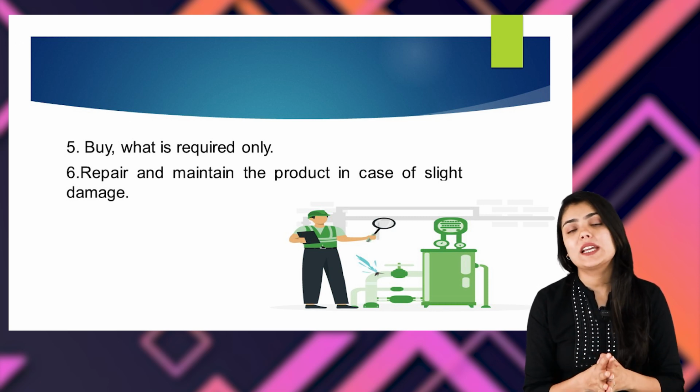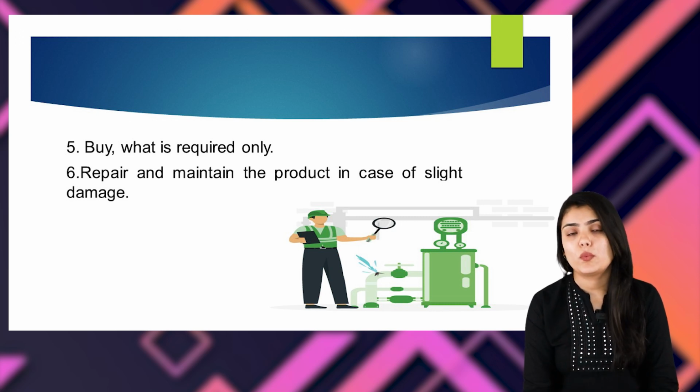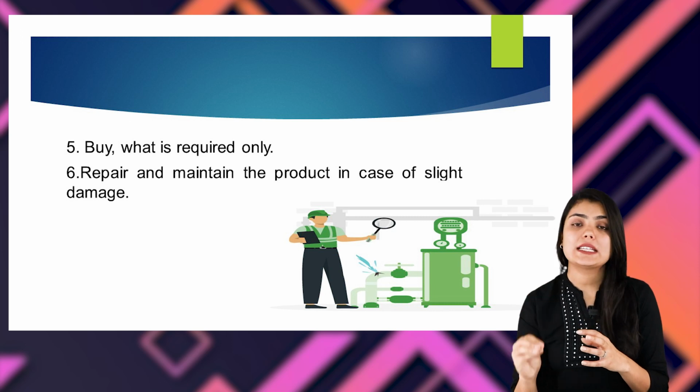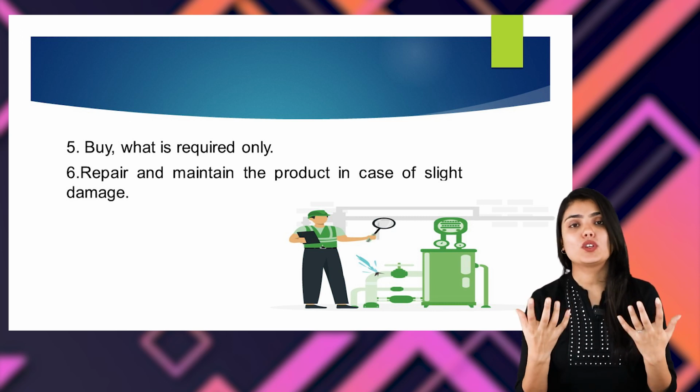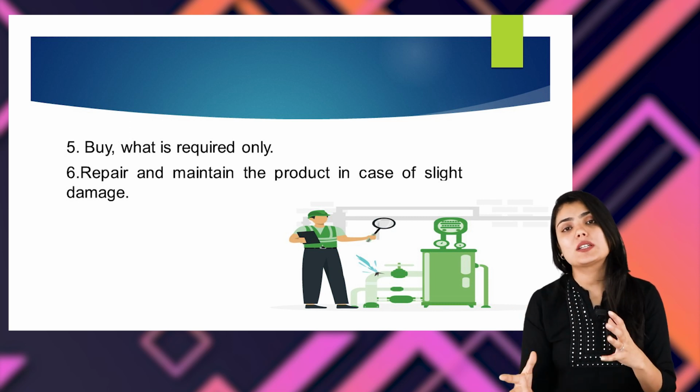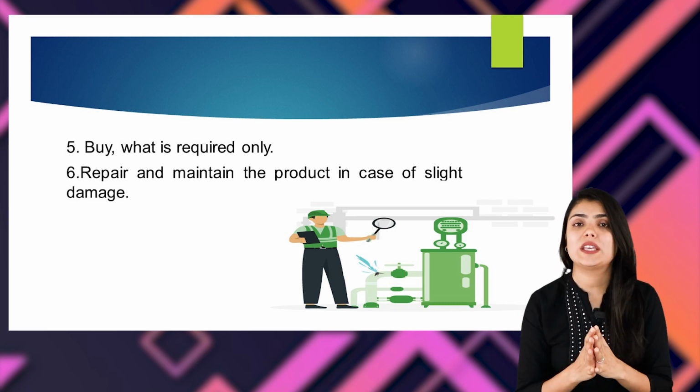And the last thing that we can do in order to reduce the volume of the waste is to repair and maintain the product if there is only slight damage. So we have a habit of not using products once it is damaged a little, but instead of throwing that product away, which will increase the amount of waste that we produce, we can repair and maintain those damaged products. So these are the various ways through which we can reduce the volume of the waste we produce as humans.